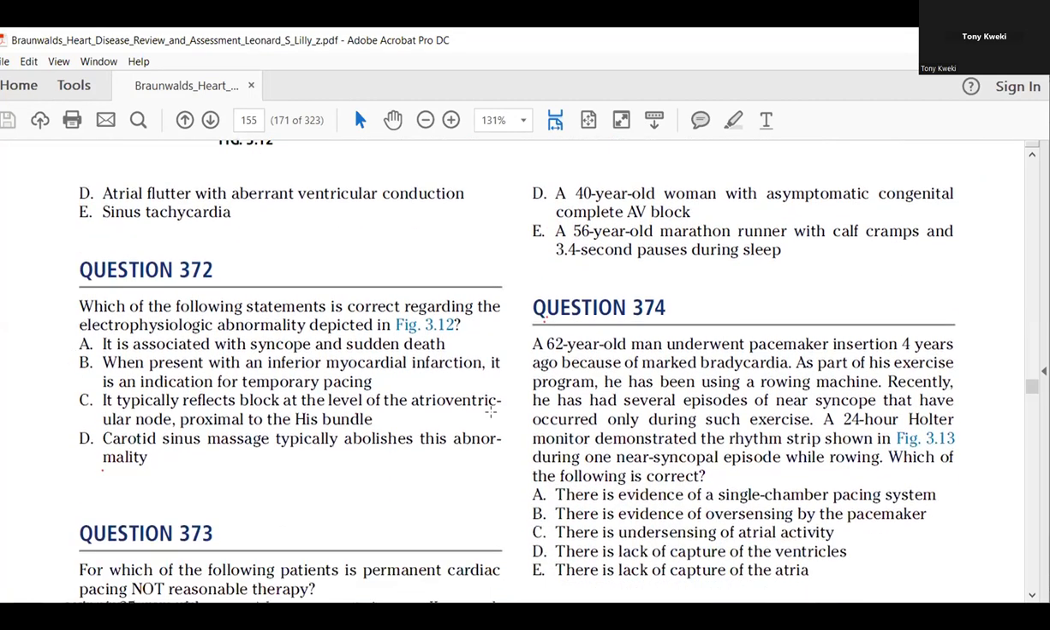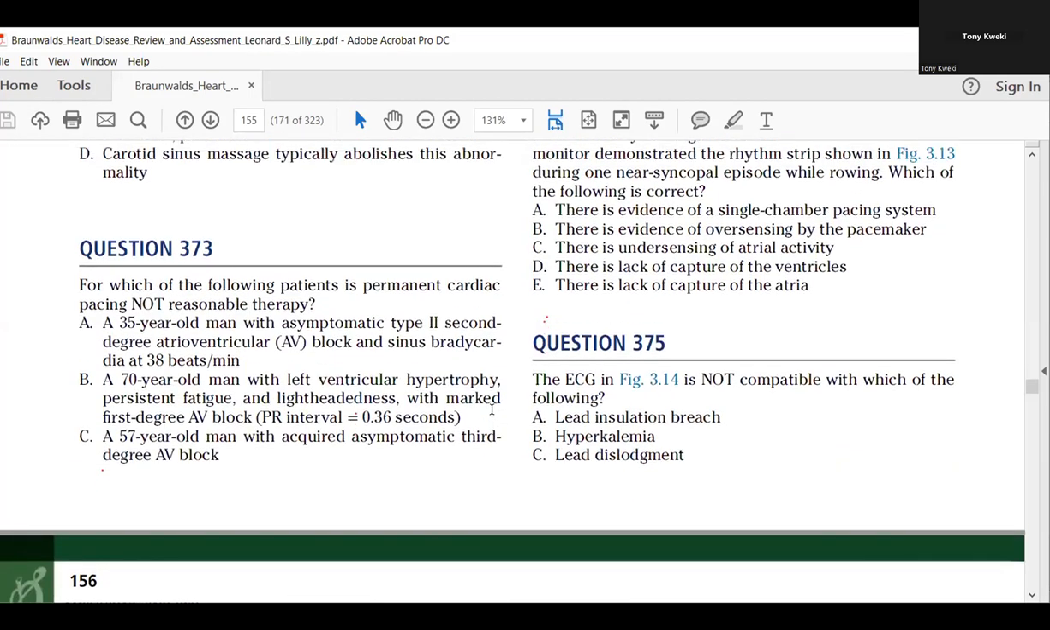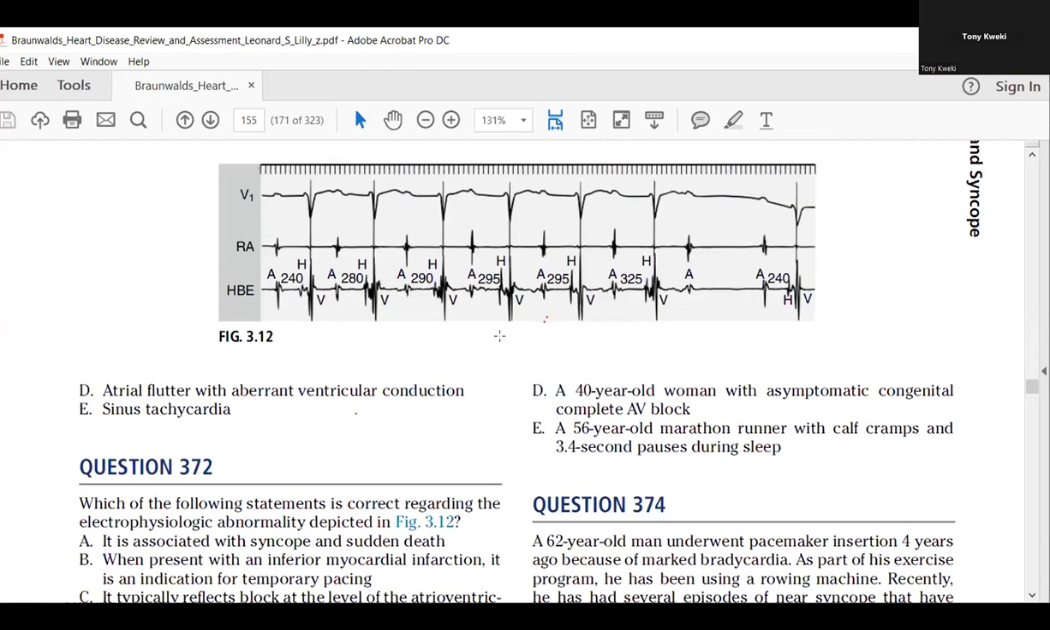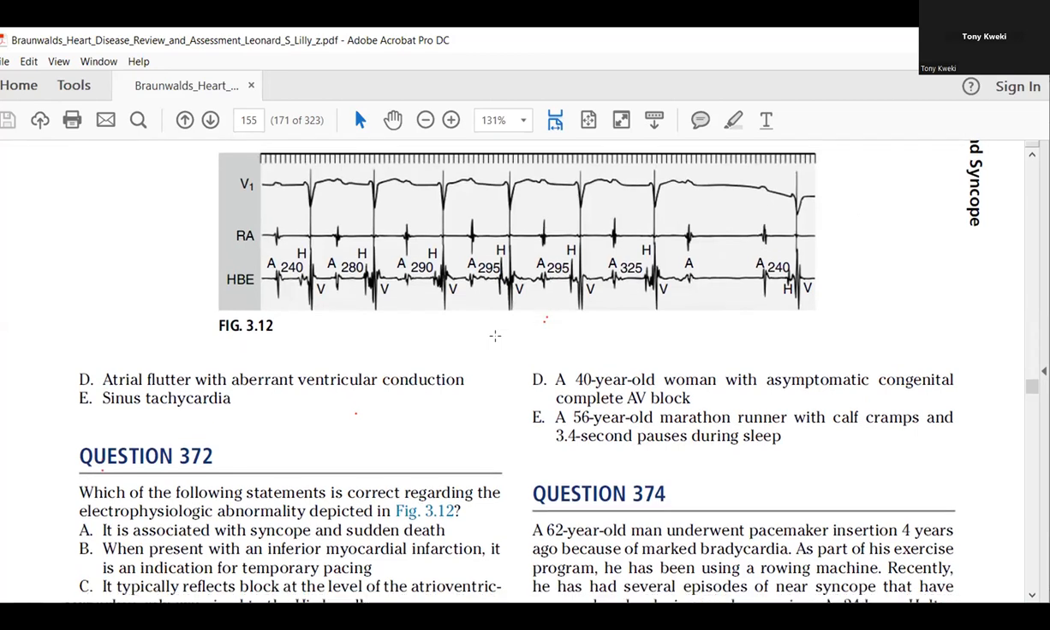Thank you very much. Just to recap, the normal for the AH interval is between 50 and 120 milliseconds, and for the HV it is between 35 and 55 milliseconds. But when we take a look at that diagram, we find that the smallest is 240 already. So that tells us that there is prolongation of the AH interval.